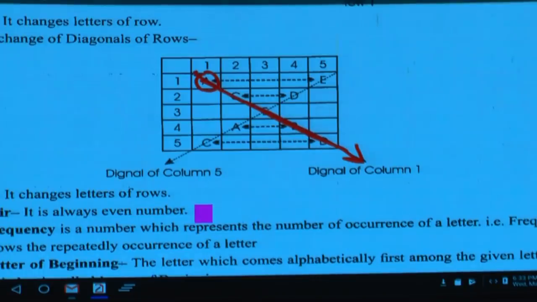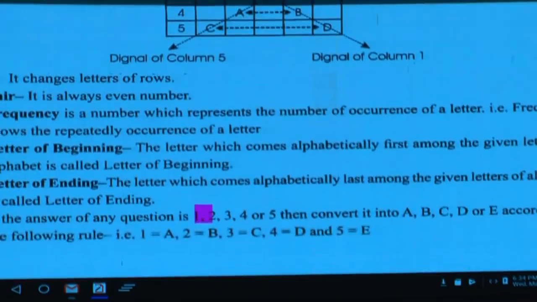And similarly, now we are starting from where? Now first row, fifth element, that is the element in the fifth column. Hence it is called diagonal of column 5. Diagonal of column 5 means from that column we have to move downwards. And diagonal of column 1, we have to move from first column to the last column. Done with this? And this is about the exchange of diagonals of rows and diagonals of columns.